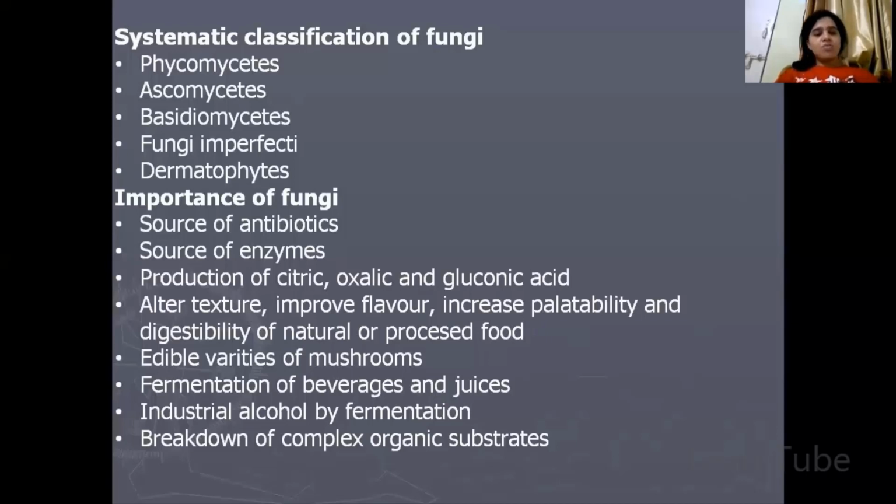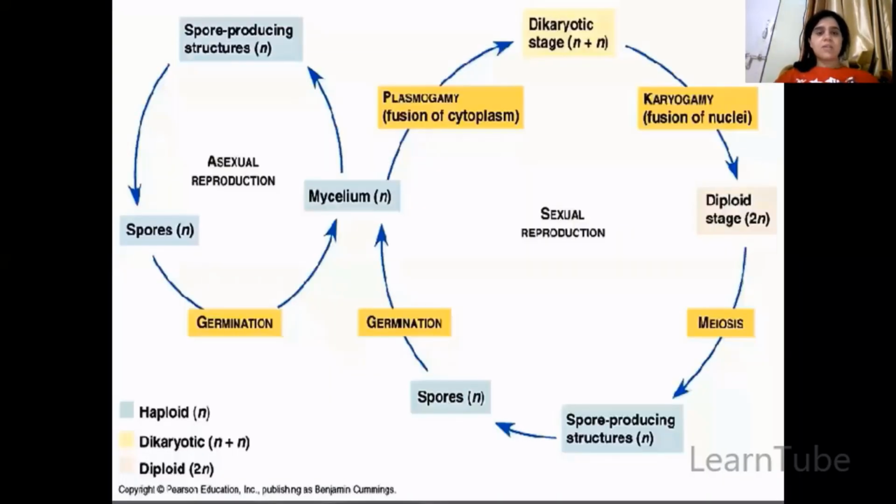Fermentation of beverages and juices; alcohols are prepared. Juices are prepared by the fermentation process. Industrial alcohol is also prepared by fermentation. Both the alcohol used as a beverage as well as industrial alcohol are prepared by the fermentation process with the help of fungi. Then breakdown of complex organic substrates into simpler ones. As I told you, they carry out extracellular digestion and then absorb the food. So this extracellular digestion can be utilized for converting complex organic substrates into simpler ones.